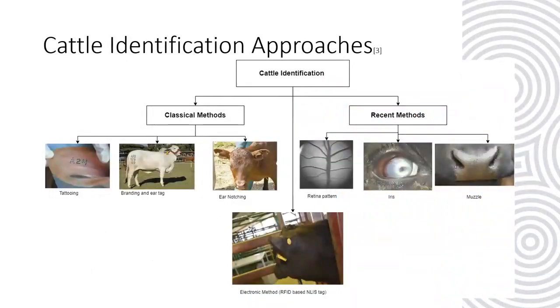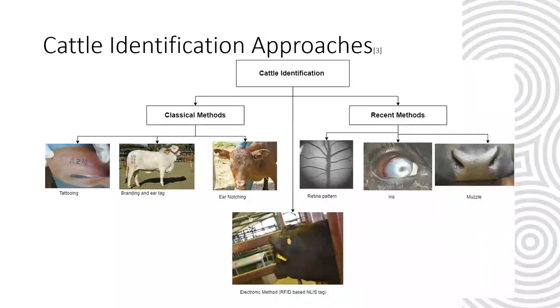Coming to cattle identification approaches, there are different classical methods and recent methods. The classical methods include tattooing, branding, ear tagging and ear notching. In the recent methods, we have the iris pattern, retina pattern, and muzzle pattern. We also have another method, the electronic method with RFID technology.